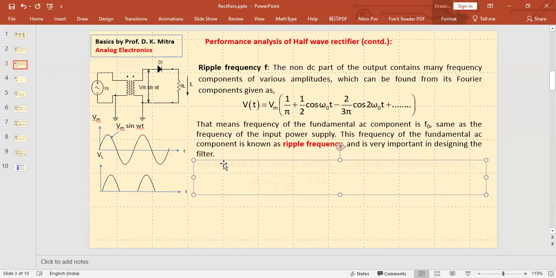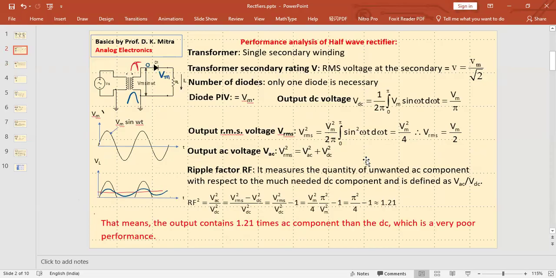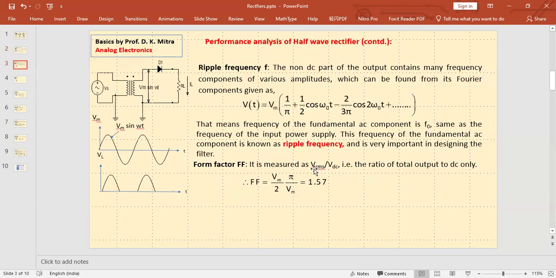Next, we come to another component which is called form factor. Form factor is Vrms by Vdc. Like ripple factor is VAC by VDC. Similarly, form factor is Vrms by VDC. Vrms we found Vm by 2, VDC we found Vm by pi. So form factor is 1.57, right?